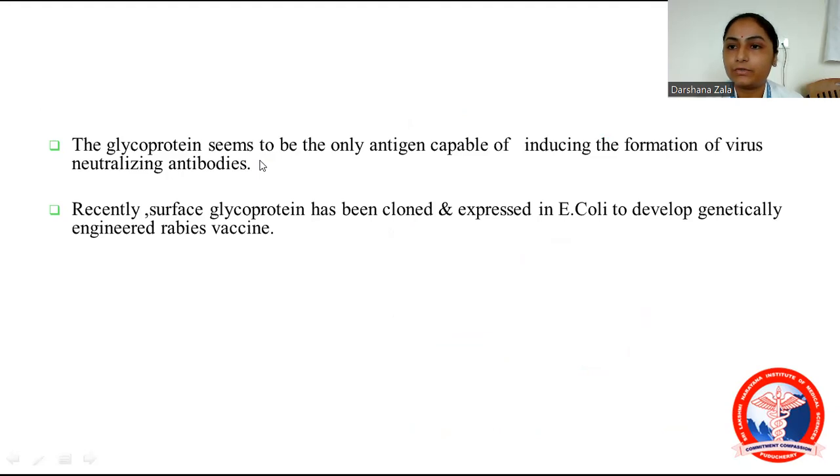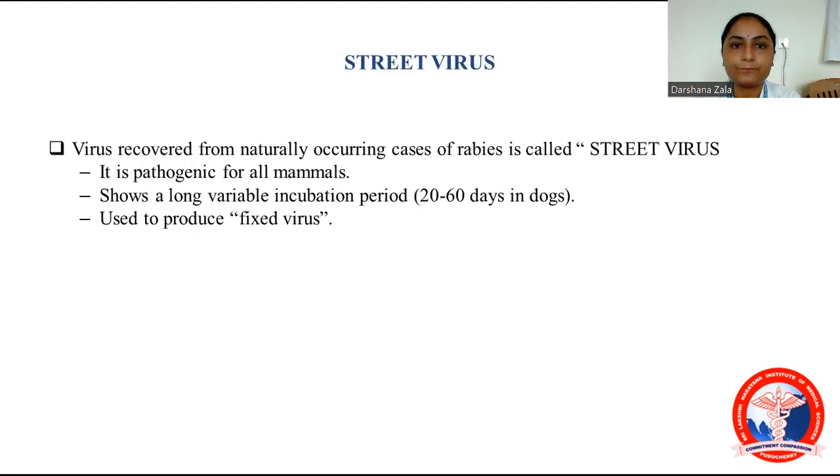This glycoprotein, which is seen in the membrane of the virus, is capable of producing antigen and which later on induces the formation of virus neutralizing antibodies. And recently, the surface glycoprotein has been cloned and expressed in E. coli to develop the genetically engineered rabies vaccine.